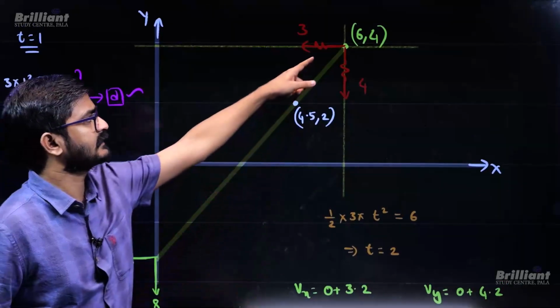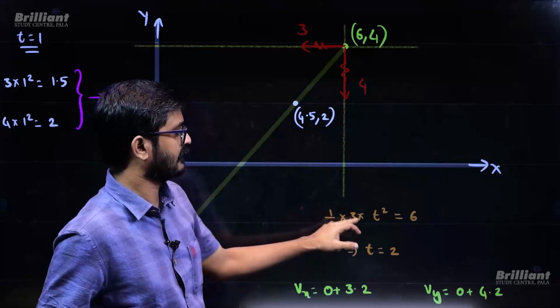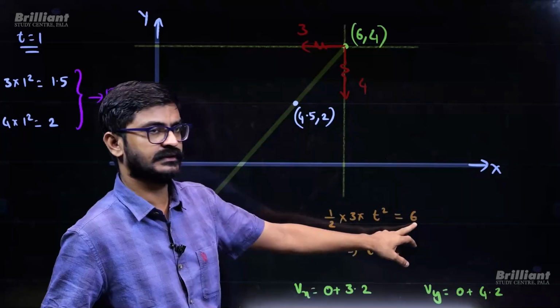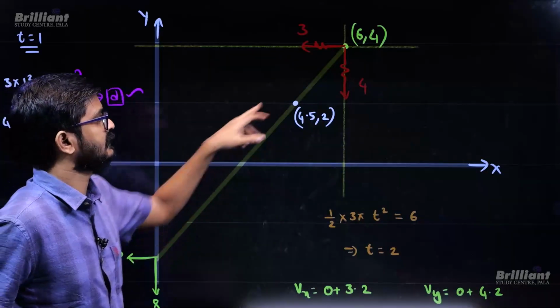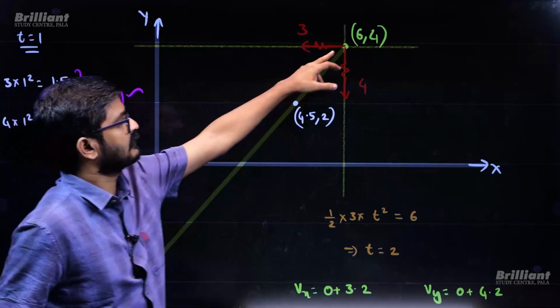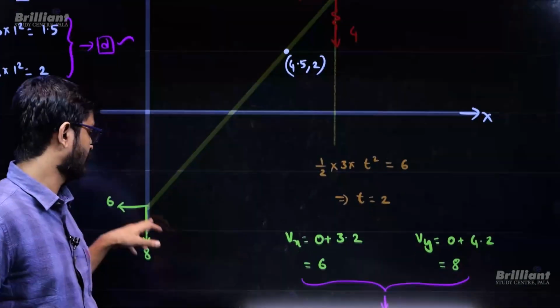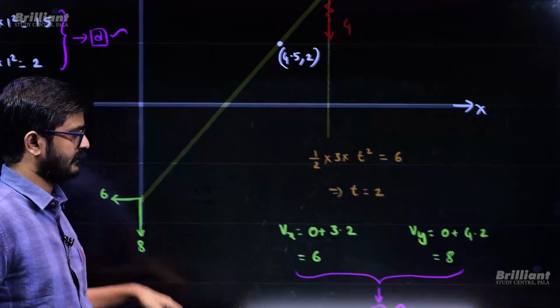So from there you can get the time taken from here to here by considering the motion along the x axis. Half a t square along the x axis equals 6. So t equals 2. After 2 seconds it will be here. After 2 seconds its velocity along x is v equals u plus at, that is 6. Its velocity in the vertical direction is v equals u plus at, that is 8. So then the velocity is going to be 10.